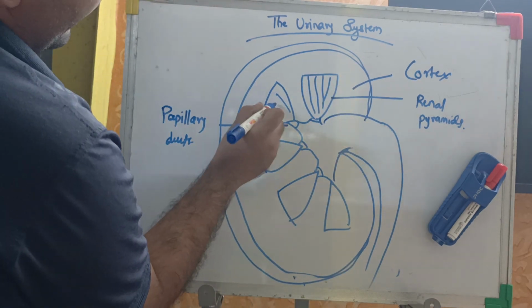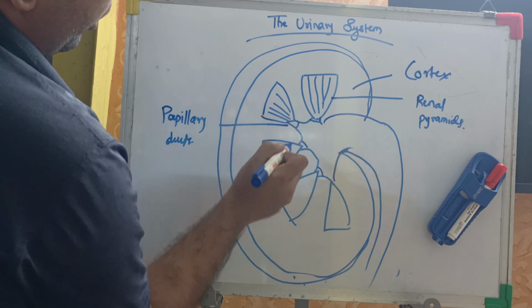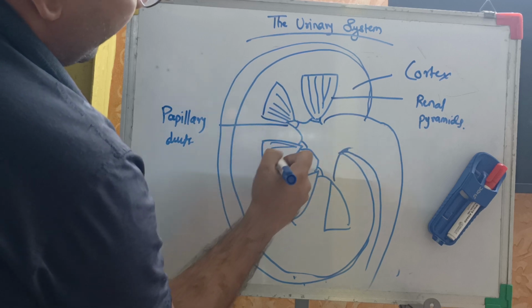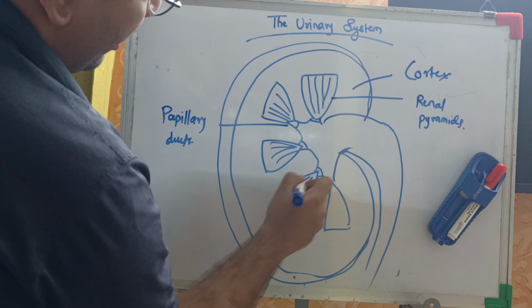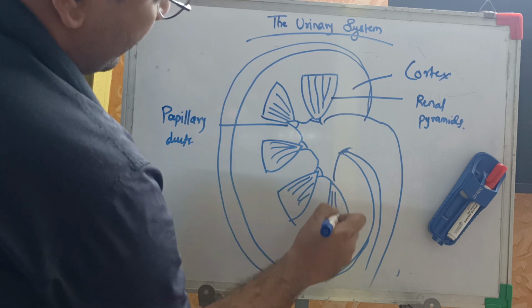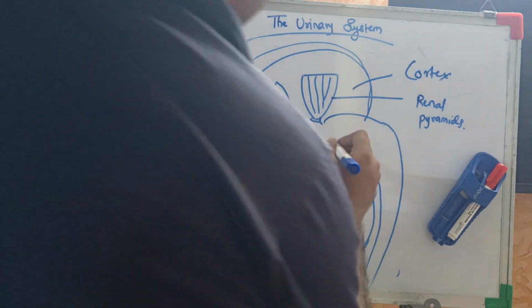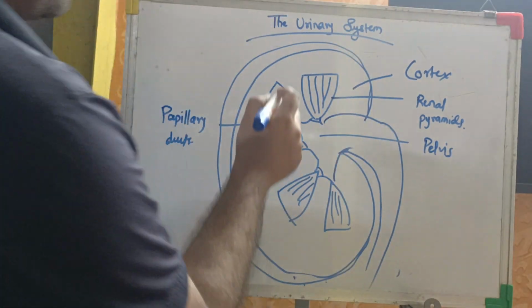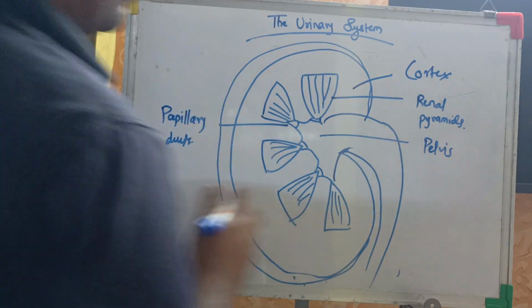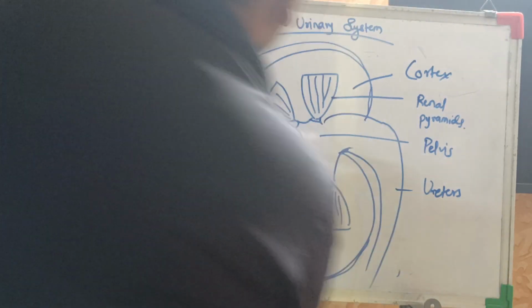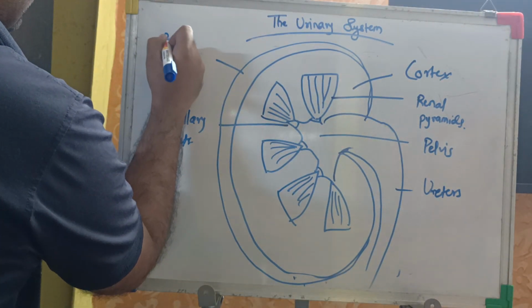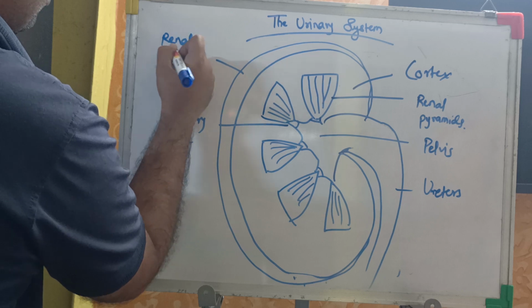The renal medulla is striated in nature. The urine is collected in the pelvis. This is the pelvis, and it is passed through the ureters into the urinary bladder. This is the ureter. This is the renal capsule, which is the fibrous tissue.